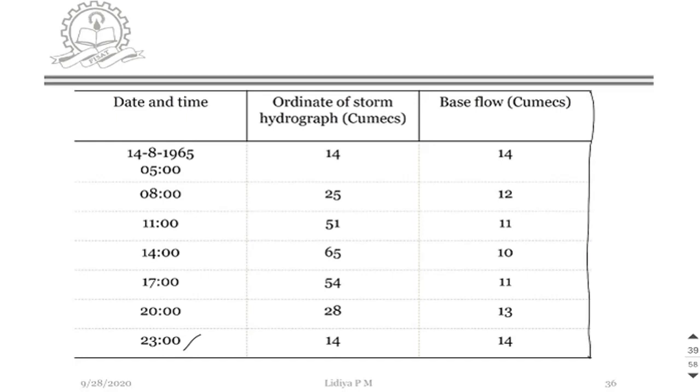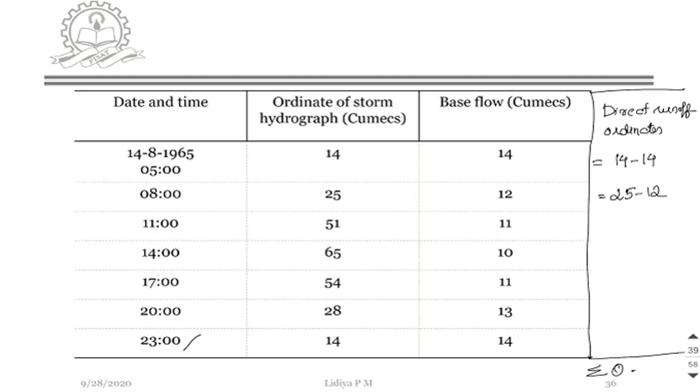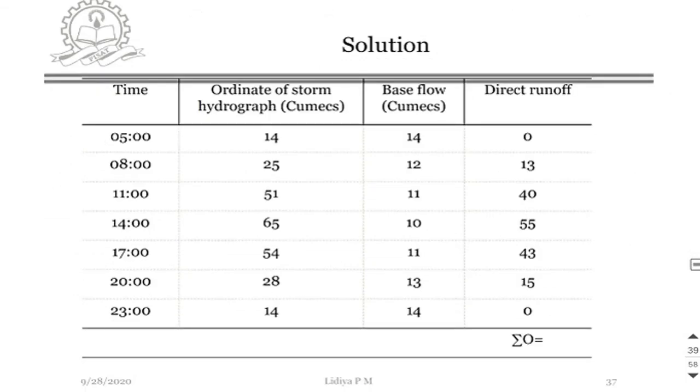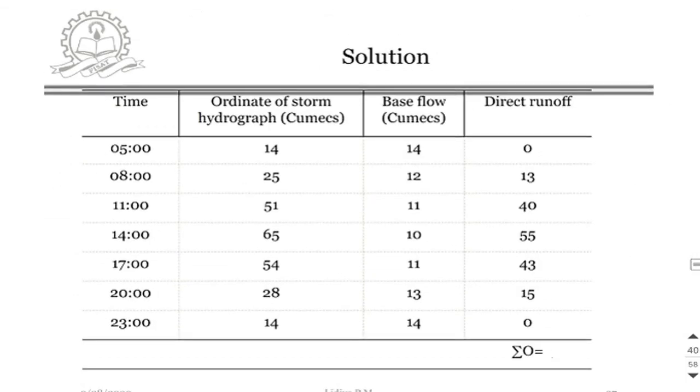The ordinates of the storm hydrograph are given. Next, we have to calculate direct runoff ordinates. That is equal to 14 minus 14. That is, from the storm hydrograph we are deducting the base flow. Here it will be 25 minus 12. Find each value, and then finally you will get the sum of ordinates. Take the sum of the values in this column. So this is the final value. Here you will get 166.